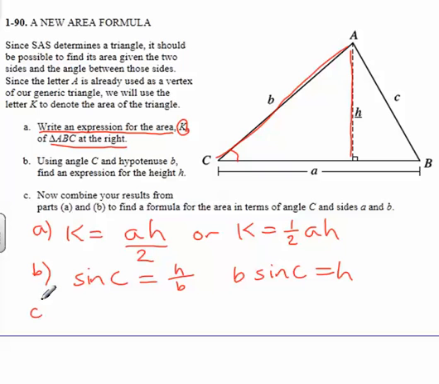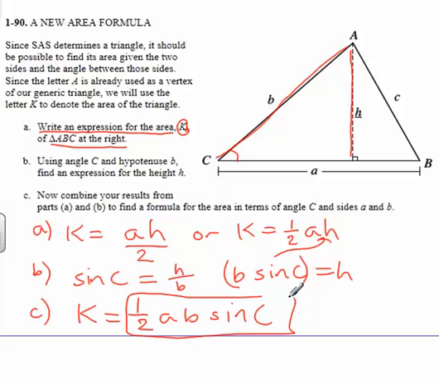Okay, part C. Now combine the results from these two parts. So we're going to do some substitution. I'm going to rewrite this part, but in place of my height, I'm going to put this by substitution. So now I've got the area K is equal to 1/2 A times B times sine of C. And this is our new formula right here for area.